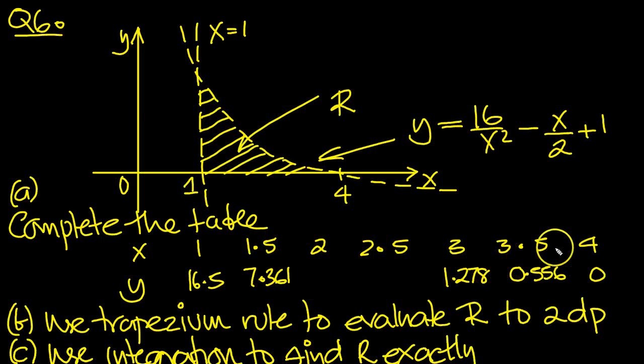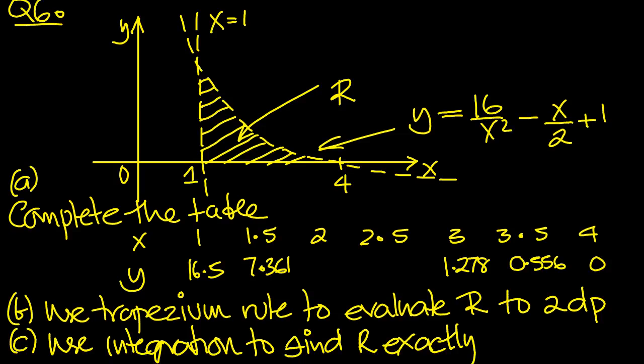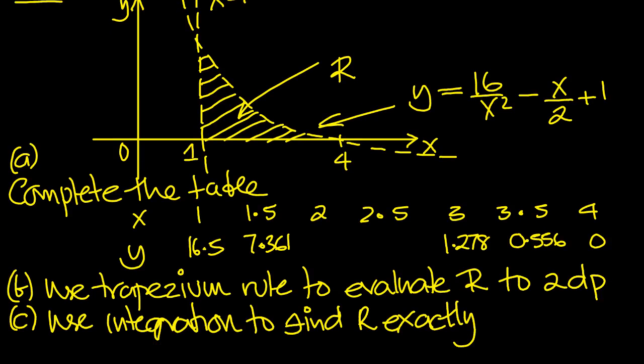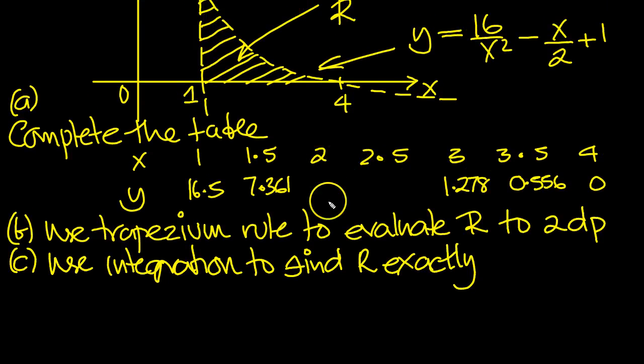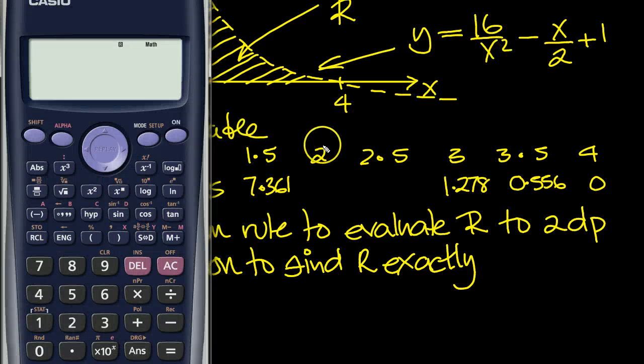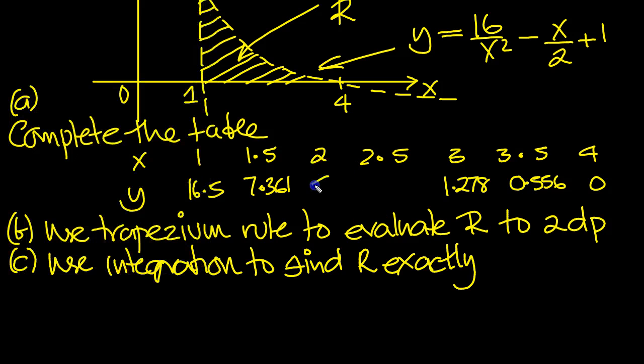So here's the question, let's have a little look at it in summary form. We've got the picture of the graph, and the table is the first thing we need to find out, don't we? So let's work these values out then. It's 16 over x squared, so 16 divided by x, which in this case is 2 squared, minus x, which is 2, divided by 2, plus 1, equals 4, so let's put that in here.